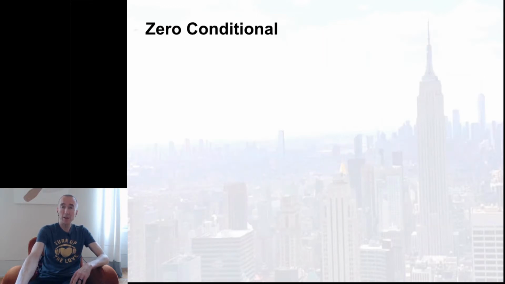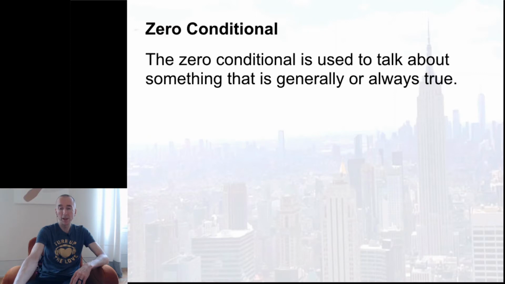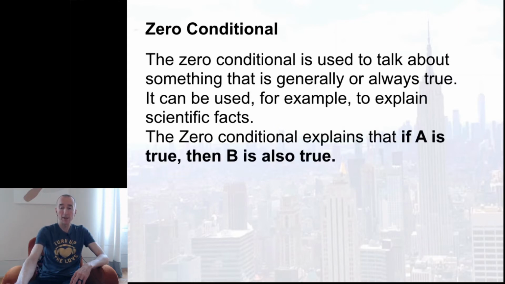Looking first at the zero conditional. The zero conditional is also sometimes called a real conditional. It's used to talk about something that is generally or always true. It can be used, for example, to explain scientific facts. The zero conditional just explains that if A is true, then B is also true.